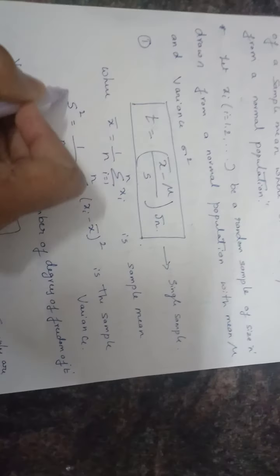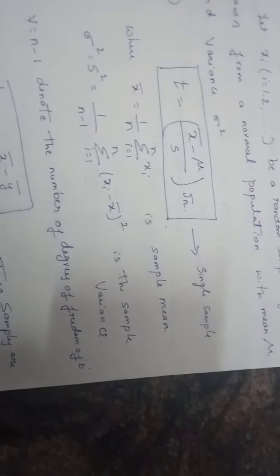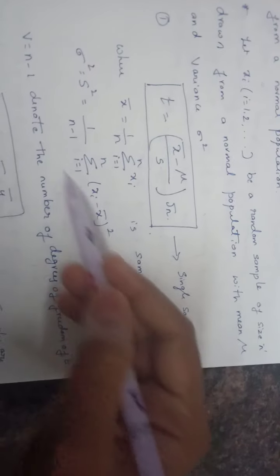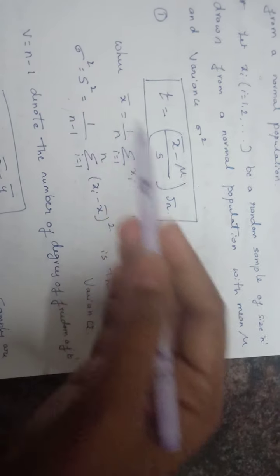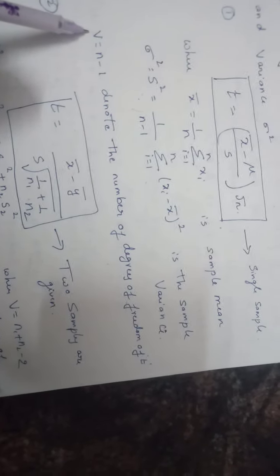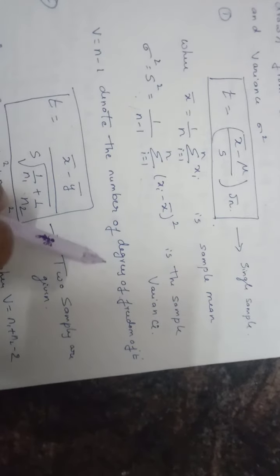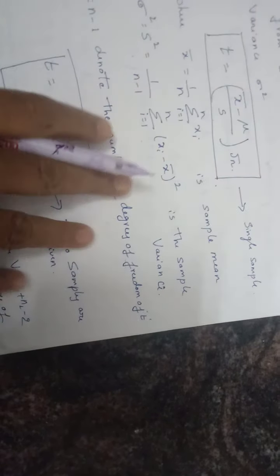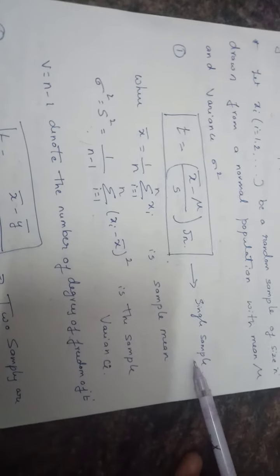In some textbooks we denote this as sigma square; either s square or sigma square, both are the same here. So we find the value of s square, take the square root to get s, and substitute here. One more term is the degree of freedom. How do we find it? We denote it by v, and n minus 1 is the number of degrees of freedom of t. So this is the t distribution formula for a single sample.